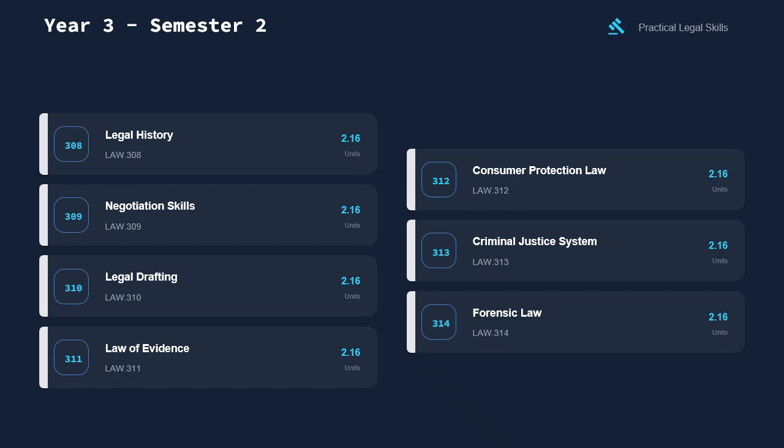Practical application: lawyers use outlines before drafting. Students practice structuring documents with clear headings and logical flow. They learn to use tables of contents for long documents.